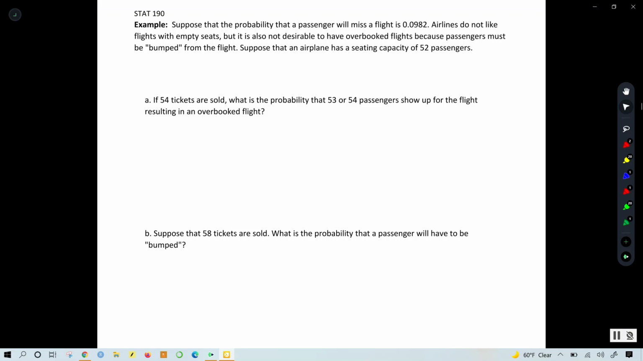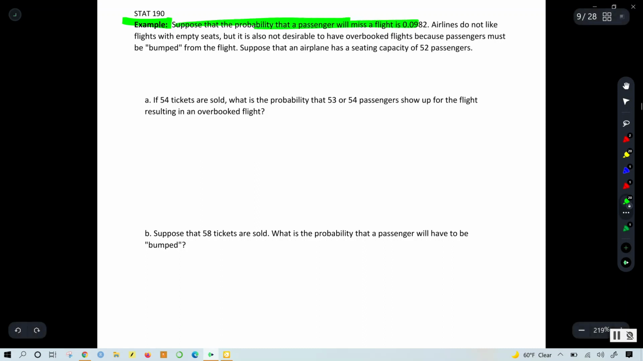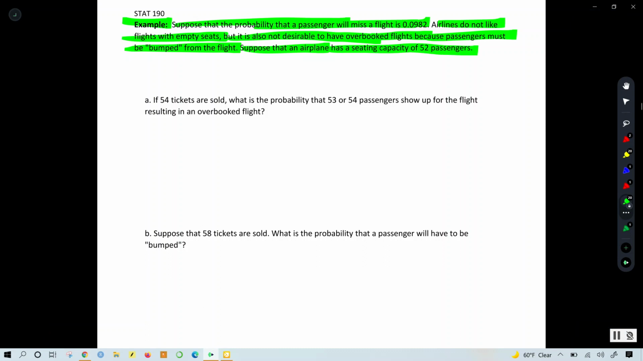In this video, we consider yet another example related to the binomial distribution. Suppose that the probability that a passenger will miss a flight is 0.0982. Airlines do not like flights with empty seats, but it is also not desirable to have overbooked flights because passengers must be bumped from the flight. Suppose that an airplane has a seating capacity of 52 passengers.